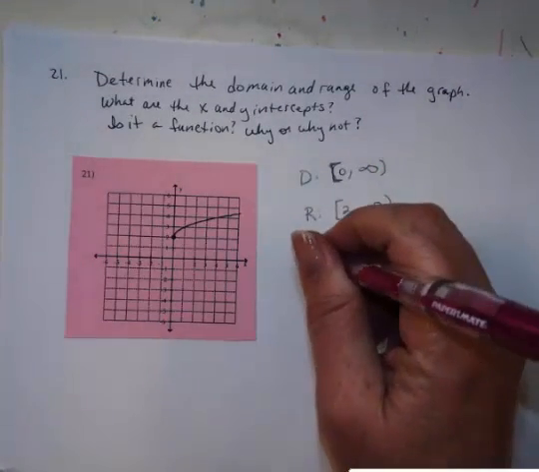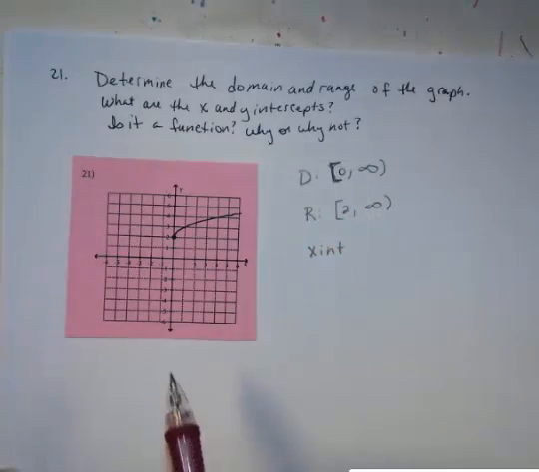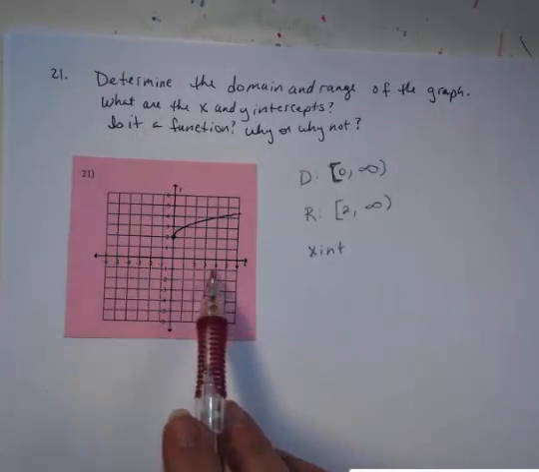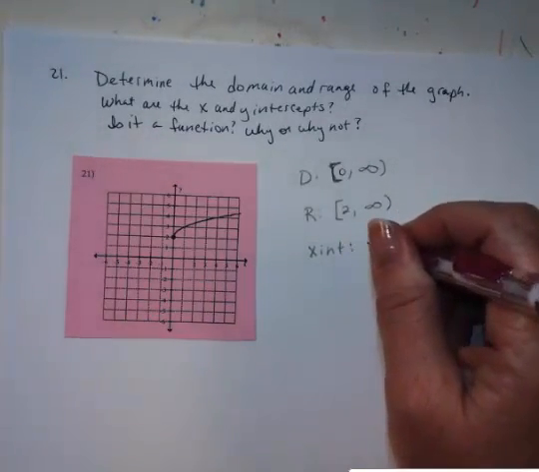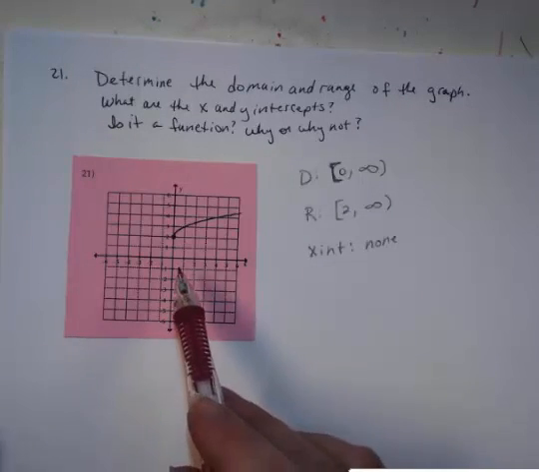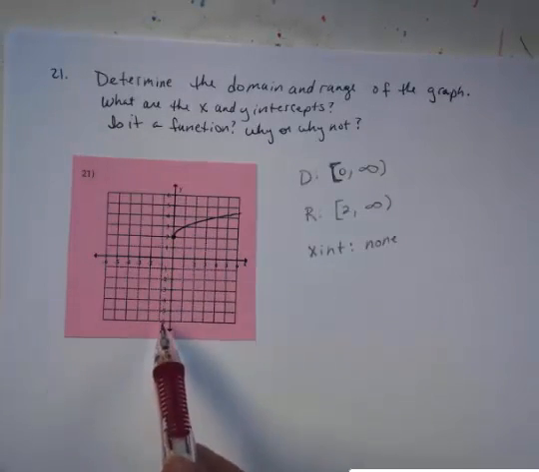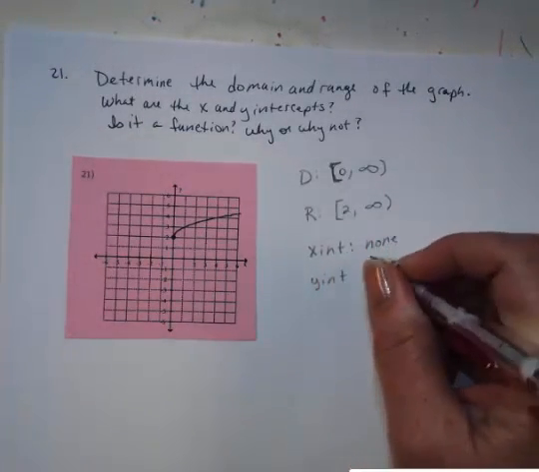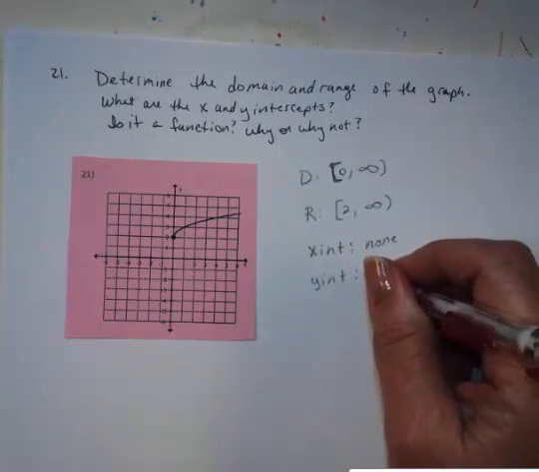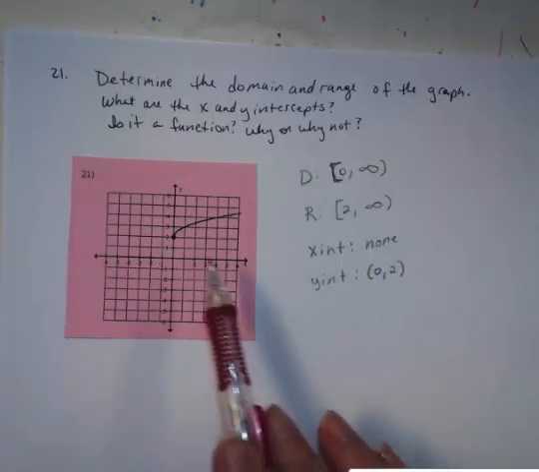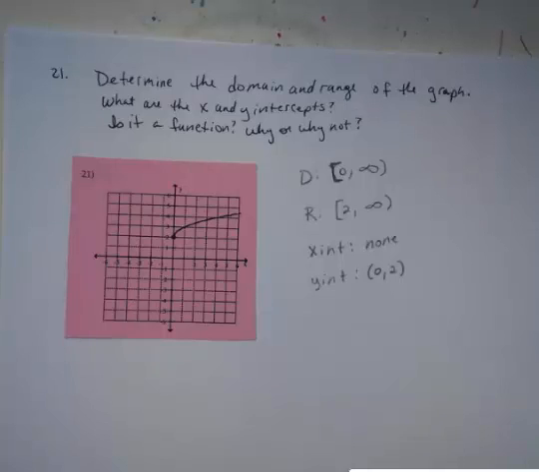Now the x-intercepts, we're looking at where the graph touches the x-axis, and we can see that it doesn't go anywhere near the x-axis, so here we're going to write none. Make sure on the test that you actually put none, so it doesn't look like you just skipped that part. On the y-axis, we can see that it intercepts right at the 2. So our y-intercept is going to be (0, 2). Remember, you always write an intercept as a point, because that's where it's intercepting.